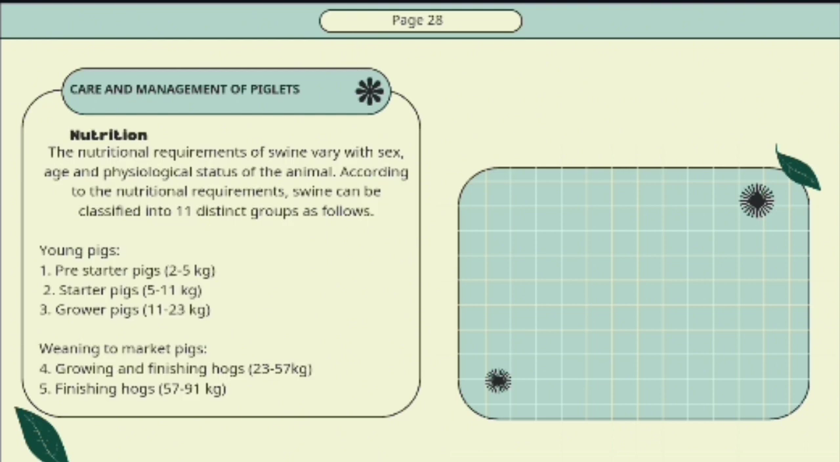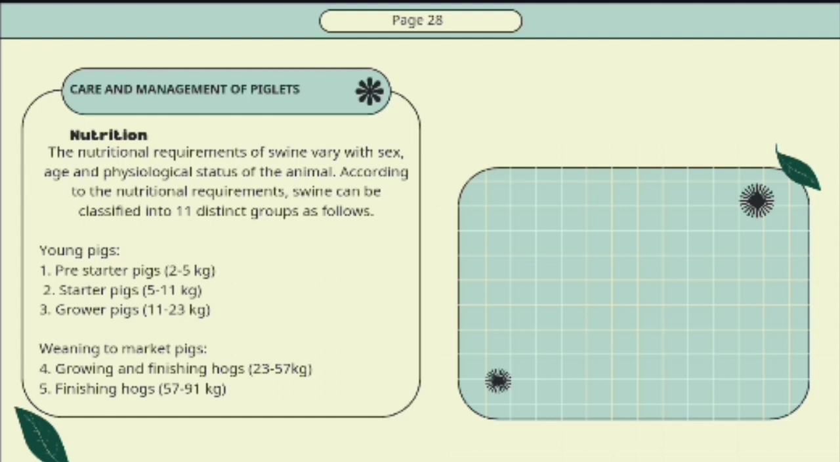In taking care and management of piglets, nutrition is one of the requirements. Nutritional requirements of swine vary with sex, age, and physiological status of the animal. According to the nutritional requirements, swine can be classified into 11 distinct groups as follows. In young pigs, we have the pre-starter pigs, 2 to 5 kilograms, the starter pigs with 5 to 11 kilograms, and grower pigs with 11 to 23 kilograms.